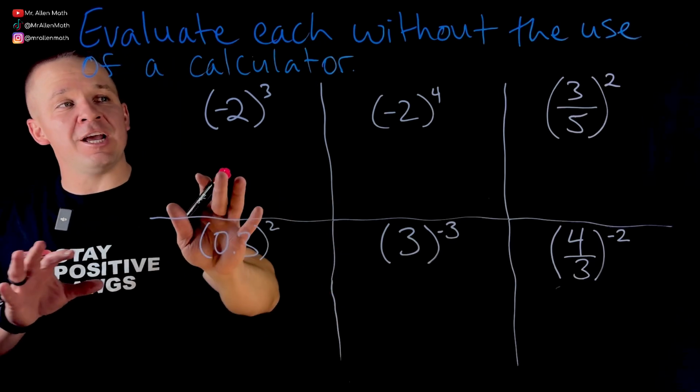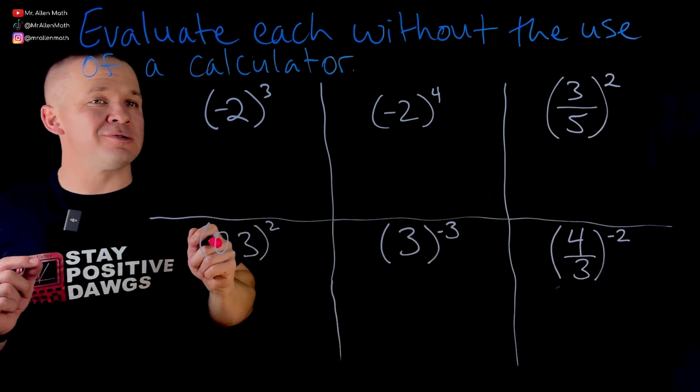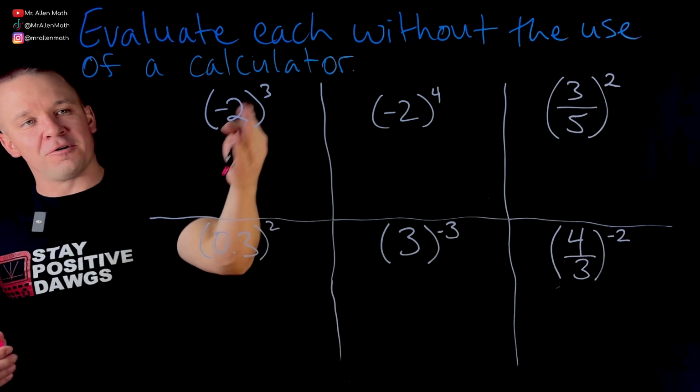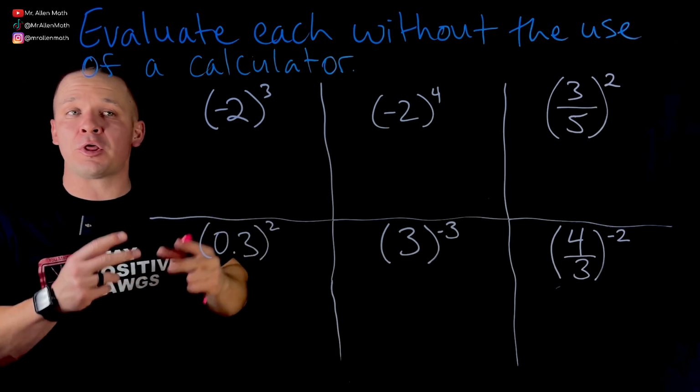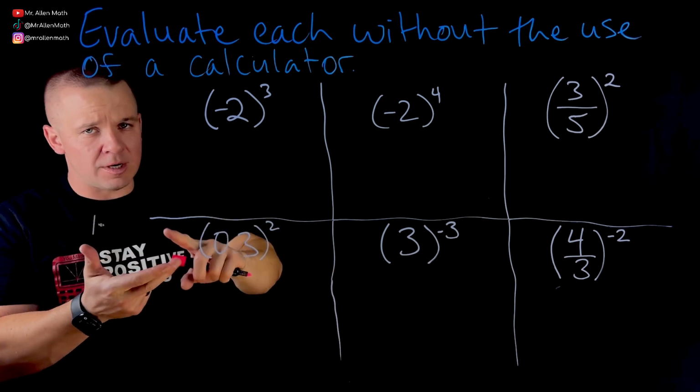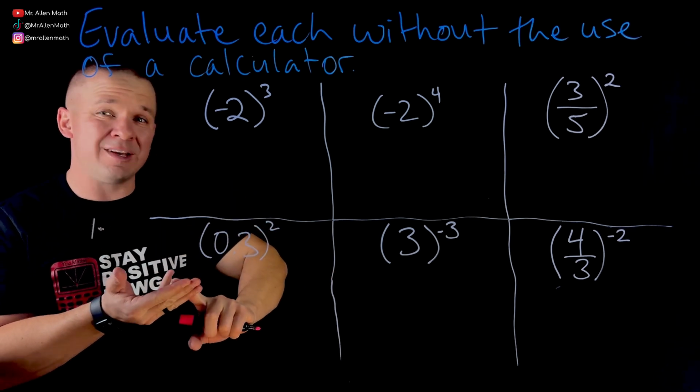We've got to evaluate each one of these without the use of a calculator, so we've got to do it all in our heads. Let's do the first one here. We've got -2 to the third power. Well, what's 2 to the third power? That's 2 times 2, which is 4, times 2 is 8.